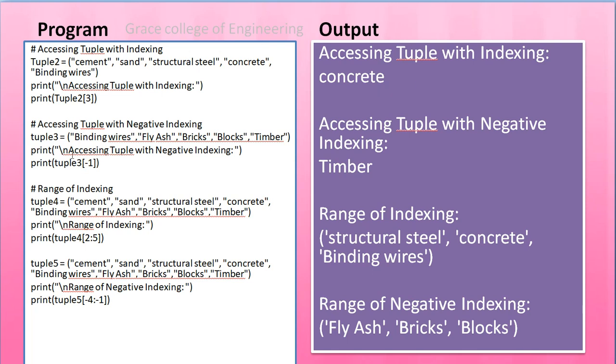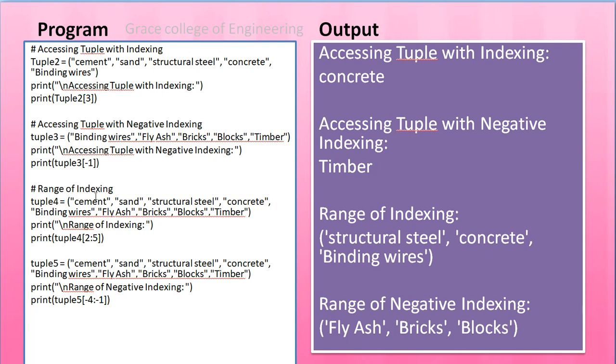And next, how to access the tuple with negative indexing. -1 is given. Negative index always starts from the last element. That is referred to as -1. So the timber will be the output.